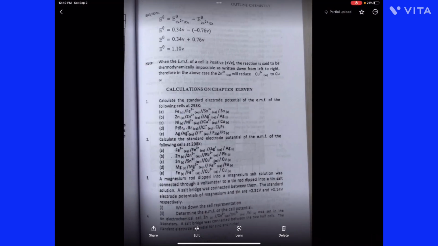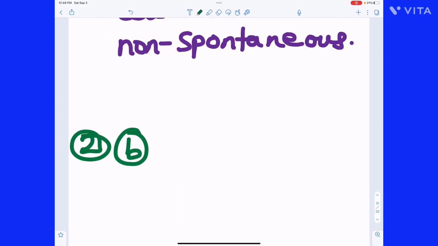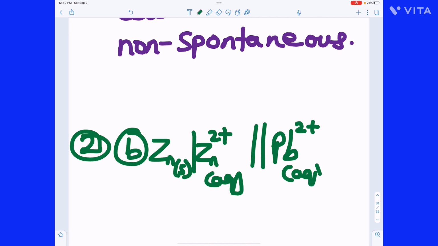Okay, in B, the cell is made up of zinc and lead. So in B, zinc is the oxidation half cell, and then aqueous. Lead is the reduction half cell, aqueous.